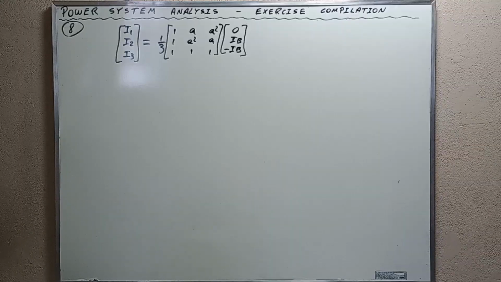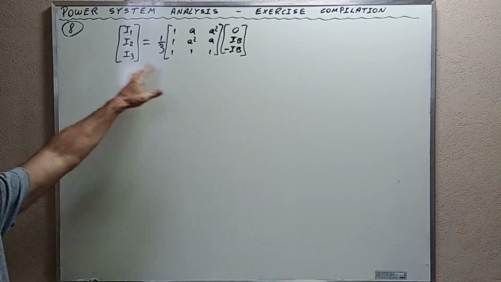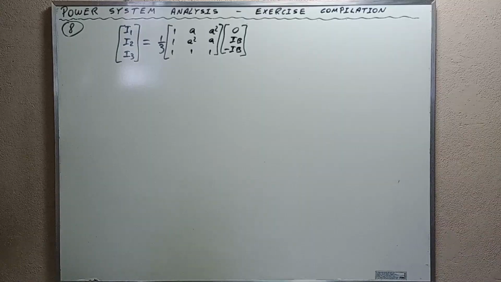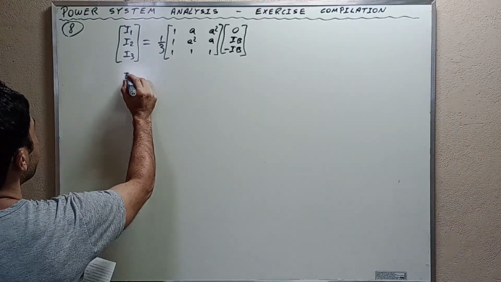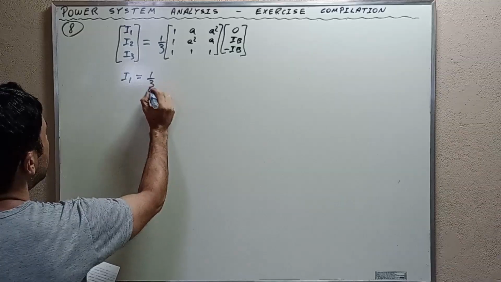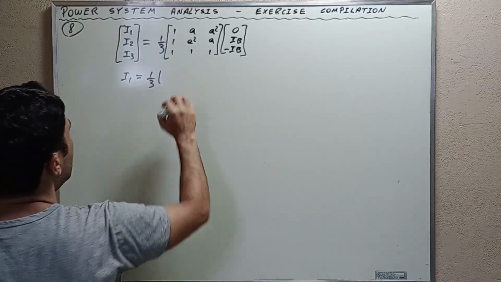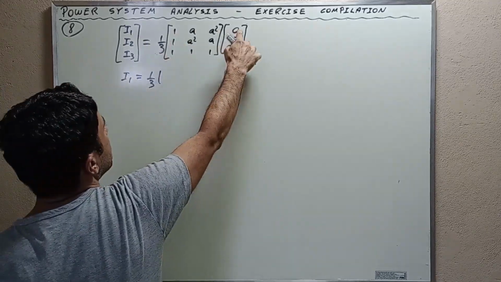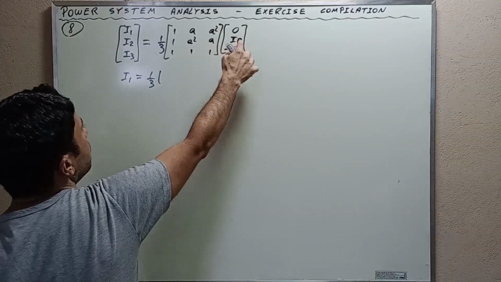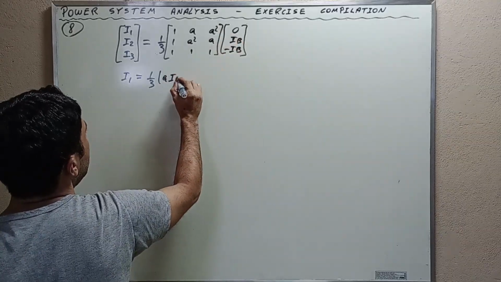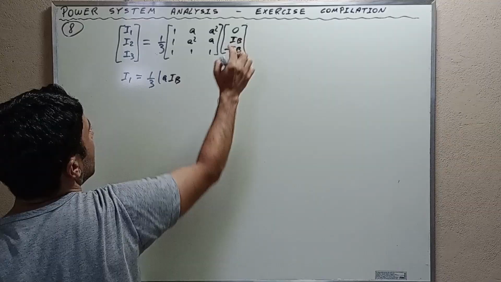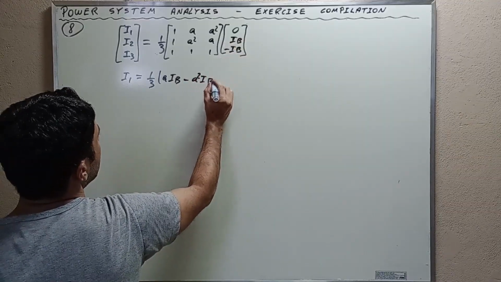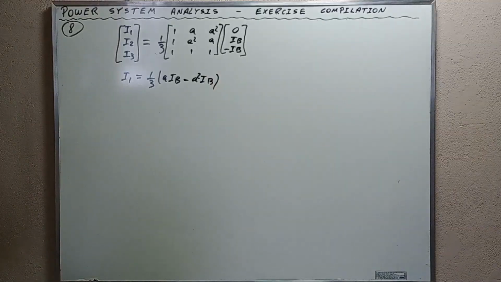Let's go to the solution. Let's develop this. Okay, let's develop these multiplications and see what we get. Observe that I1 is equal to a third of, I1 is here, it is a third of 1 times 0 is 0, A times IB is AIB, and A squared times negative IB is negative A squared times IB. Okay, this is for current 1.